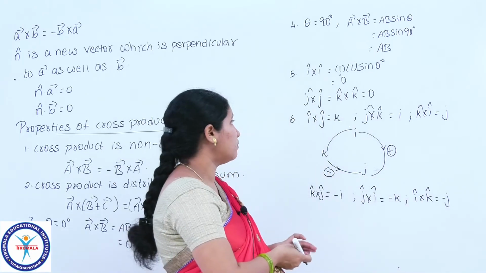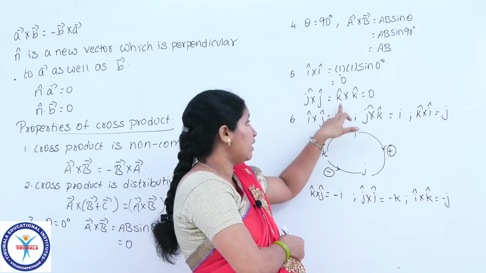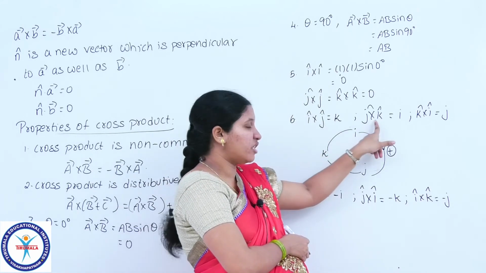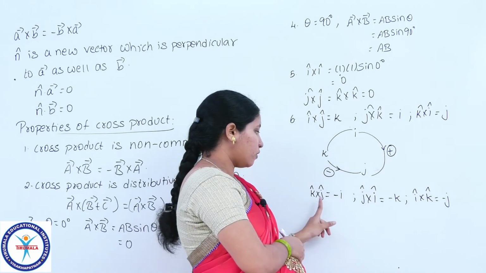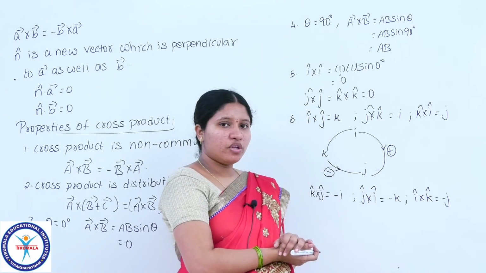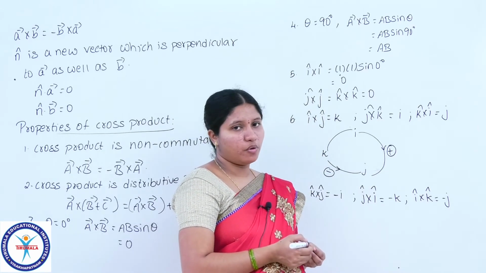So we have to remember the value of i cross i, j cross j, k cross k, and also i cross j, j cross k and k cross i, along with k cross j, j cross i and i cross k. If you remember these values, then it will be easy for us to solve the problems.